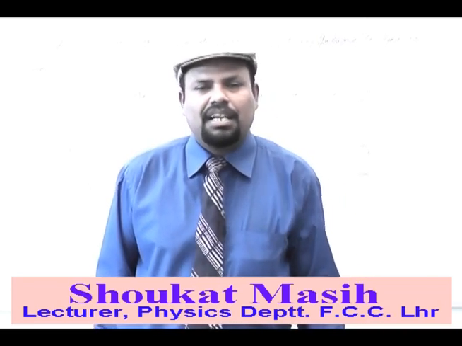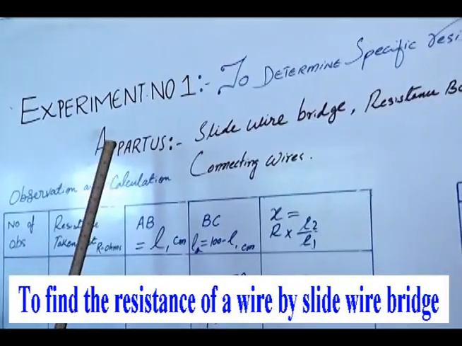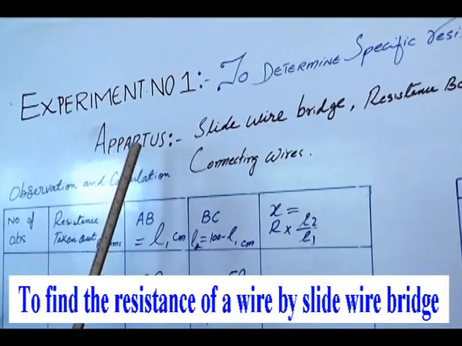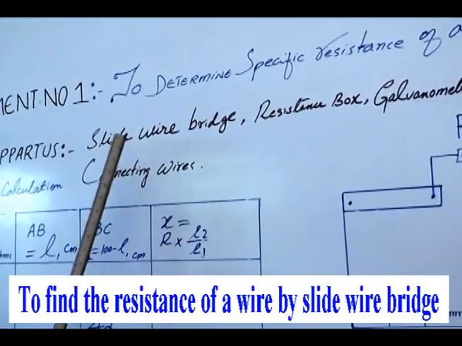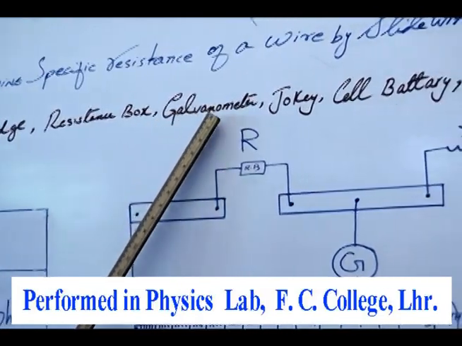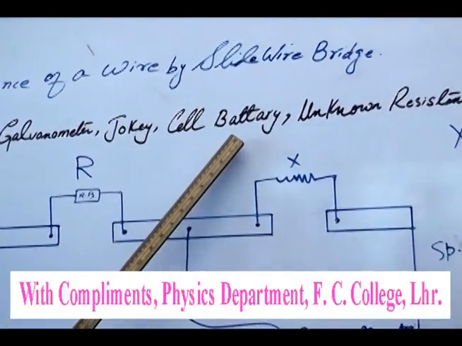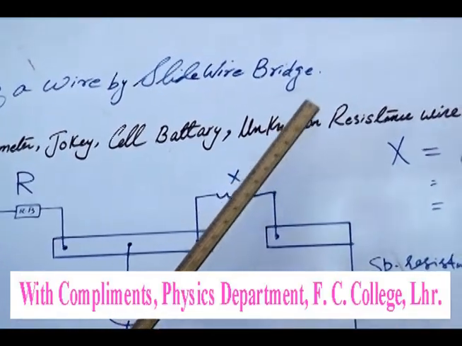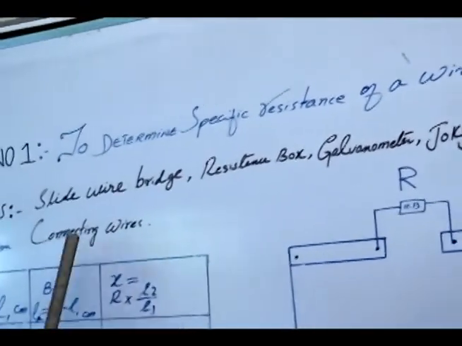Hello students, today we are going to perform an experiment to determine the specific resistance of a wire by slide wire bridge. Apparatus used for this experiment are slide wire bridge, resistance box, galvanometer, jockey, cell battery, unknown resistance wire and connecting wires.